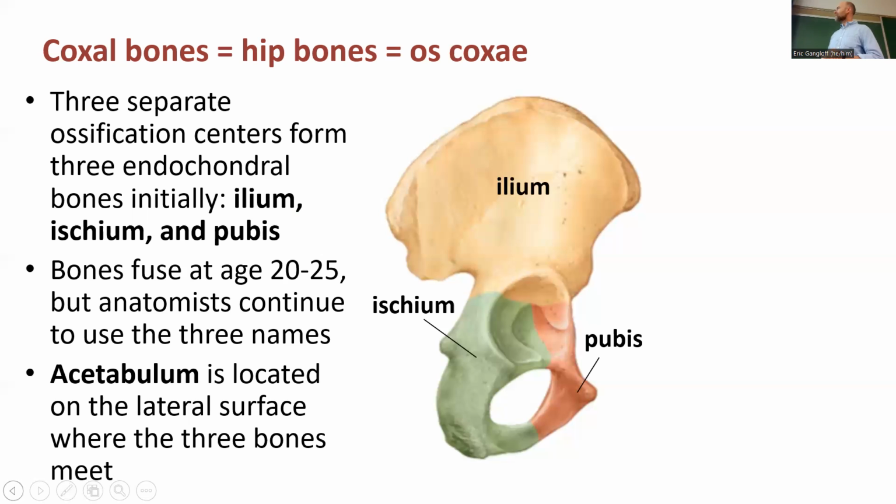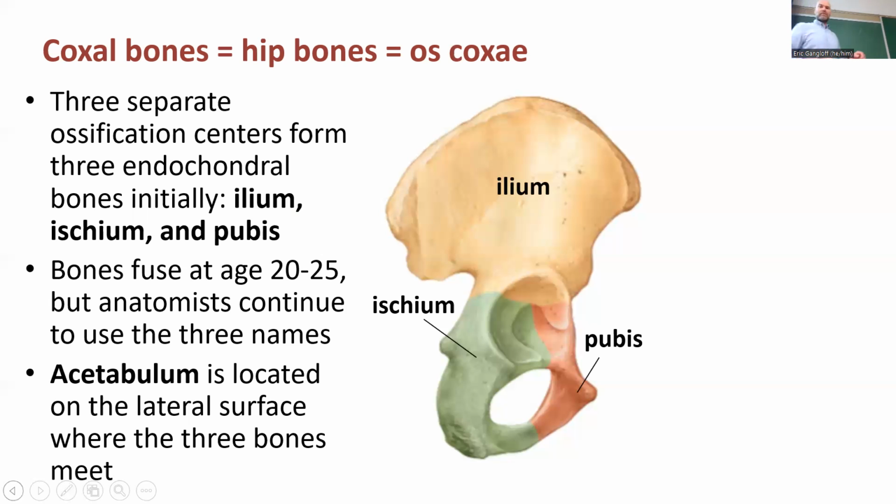Which side is anterior, which side is posterior? Which way is this facing? Is this anterior or posterior? Anterior, good. So this is a right coxal bone, anterior, so this is someone standing like this. The right coxal bone with this way forward.